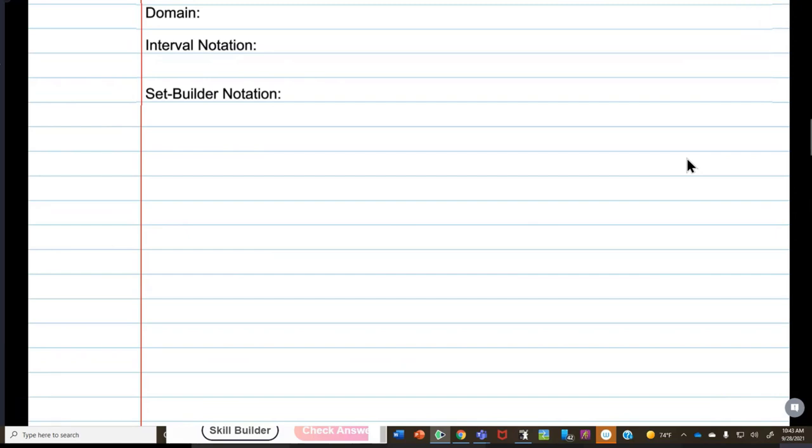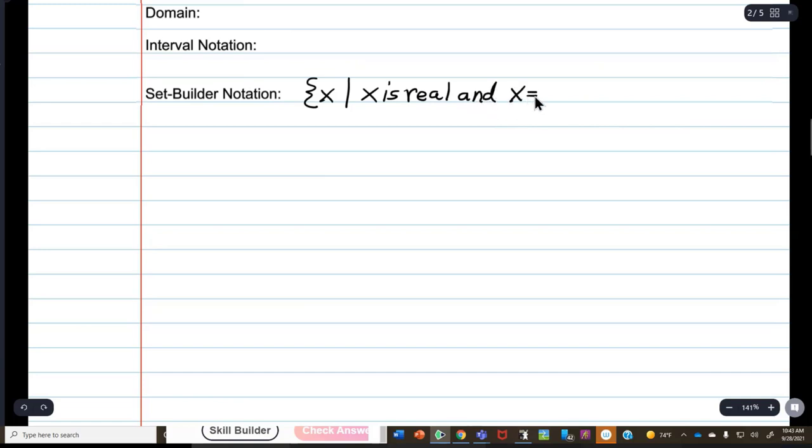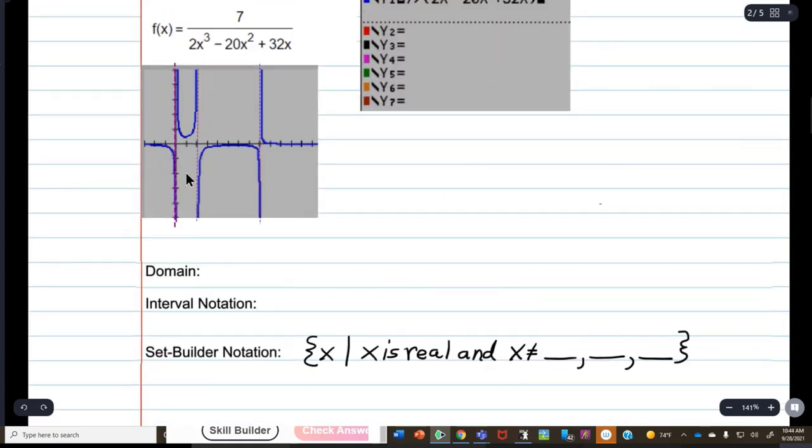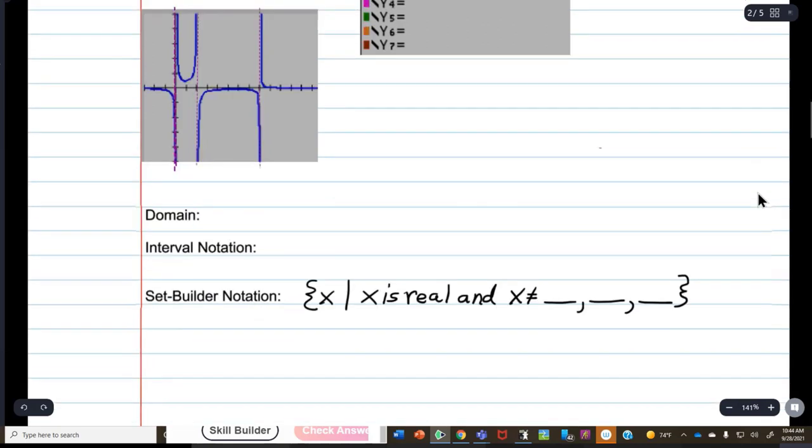Okay, here's what that means. If we're writing the domain, I think I'll write it in black because it's easier to see. If we're writing the domain in set builder notation, this is what it's going to look like. X such that X is a real number. I just say X is real to cut down on the words. And X cannot equal, and you'll have one number and a comma, another number and a comma, and another number, and then brackets. And you can see that there are indeed 3 breaks. Now they might actually be those numbers, but they might not. So we have to find out.